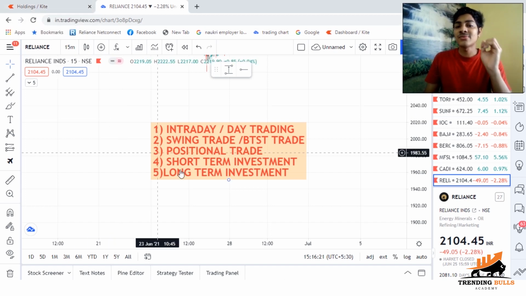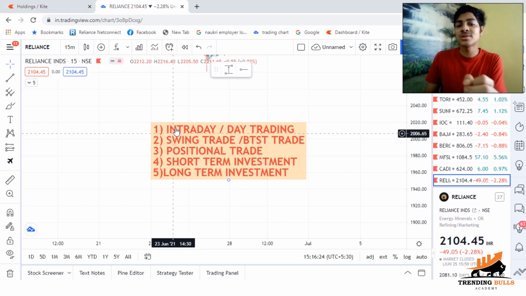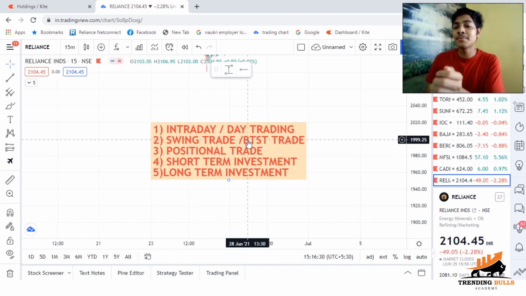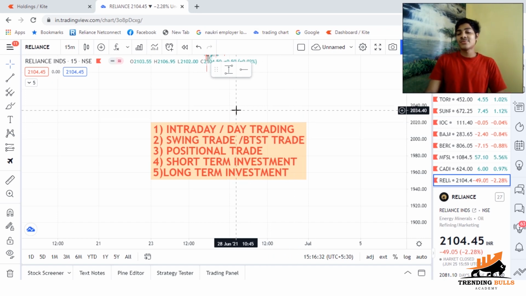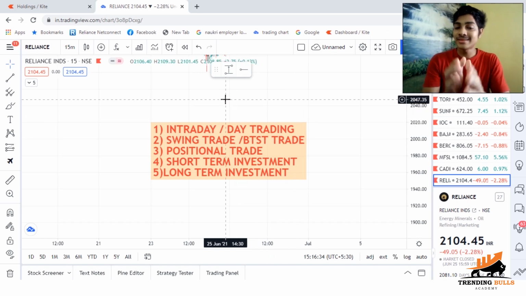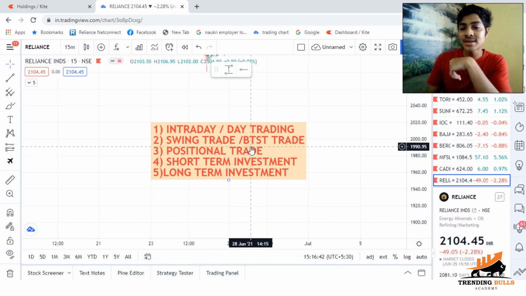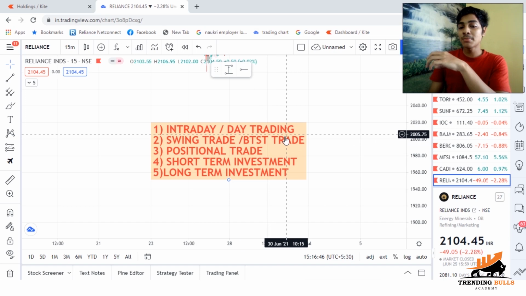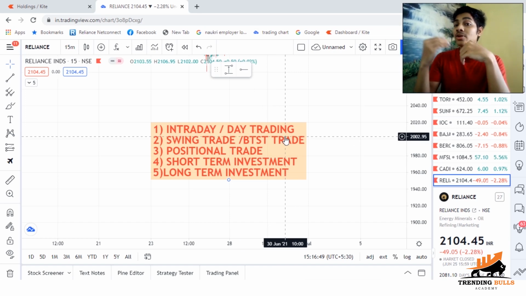Okay, now let's go to the second one, swing trade. I'll get back to what a positional trade is. Now let us understand what a swing trade or a BTST trade is. A swing trade is a trade where you buy a share for just 1 day, 2 days, 1 week, or 2 weeks. On the right side, if you can see, I have also written BTST trade. Now what is BTST? BTST is nothing but buy today and sell tomorrow.